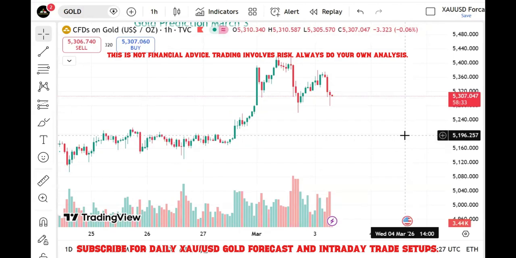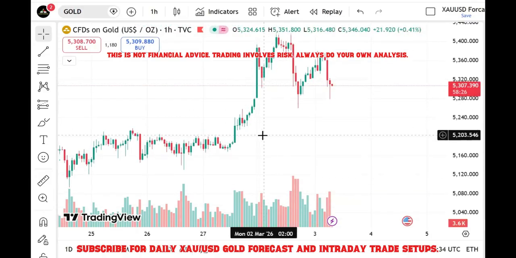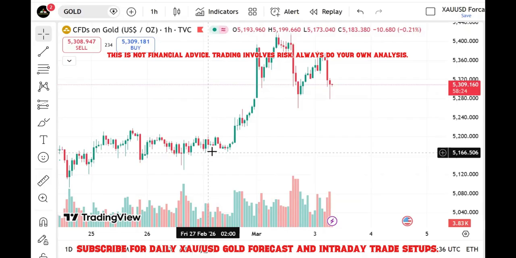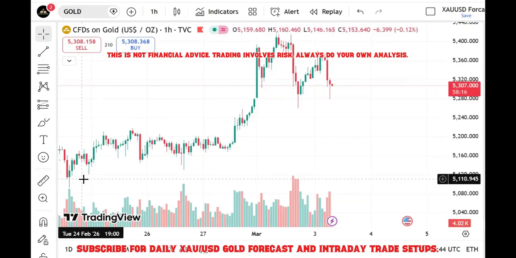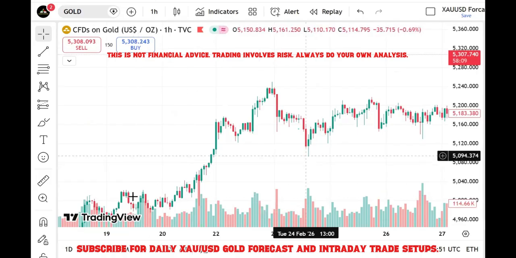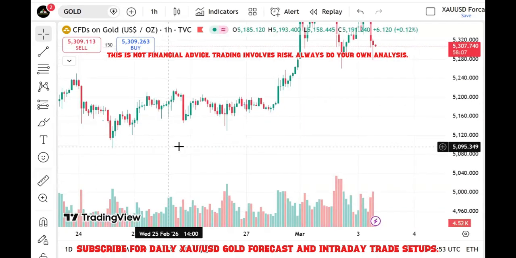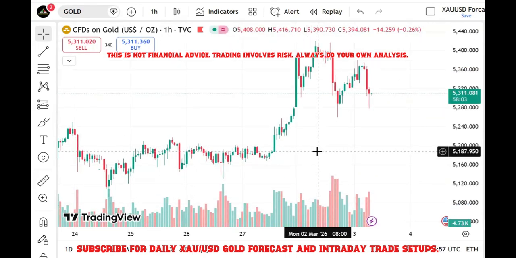I'm currently on the 1 hour chart. Let's start with the big picture. Since February 15th, gold has been in a strong bullish trend. Price pushed from around the 4,900 level all the way up to 5,430. That is roughly a $530 move to the upside, which is massive for gold.